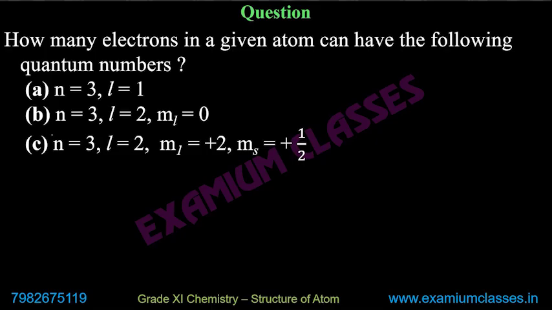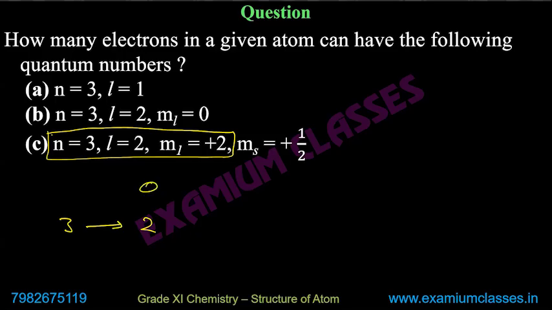So till here, basically, it is similar to the previous question. Till here. Third shell. In the third shell, we are considering only the second one, not 0 and 1. Within this one, there can be 5 orbitals: -2, -1, 0, +1, +2. But we are considering only +2.